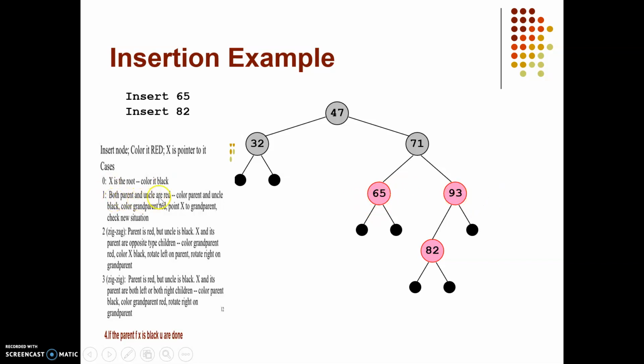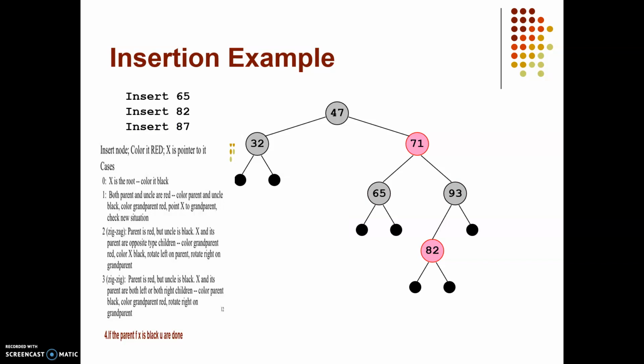When the parent and the uncle are red in color, color the parent and uncle as black, color the grandparent red, and mark X to the grandparent to check the new situation. That means we need to color both the parent and uncle as black and change the color of the grandparent to red. Now again we check if this condition is right. This is red, this is black, this is okay. So we don't have to do anything now. This is the case.